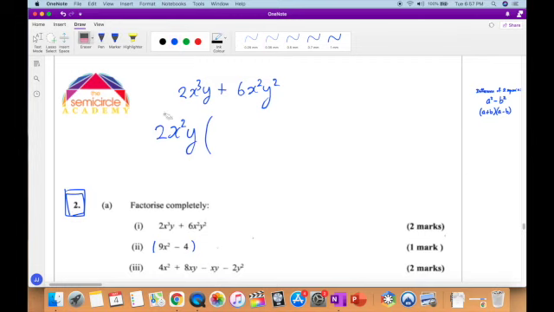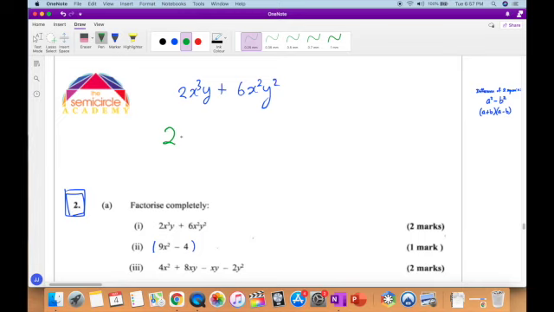So why am I talking about this? Well, I'm looking for common terms. They both have x, so x is something I could pull out. They both have y, so y is something I could pull out. And they both have a multiple of 2. 2 and 6 are multiples of 2, so 2 is something I could pull out. If I pull out the 2, then 2 multiplied by something will give me this, and 2 multiplied by 3 something will give me this, 6.